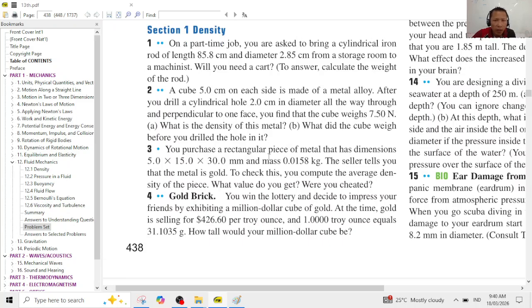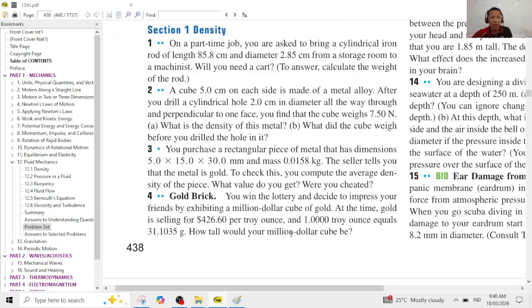So, you purchase a rectangular piece of metal. It's just like chemistry, we're talking about metal, that has dimensions of 5, 15, 30. This one is not a cube; a rectangular piece we call a parallelepiped. The dimensions are not all the same, but this is the length with the height.